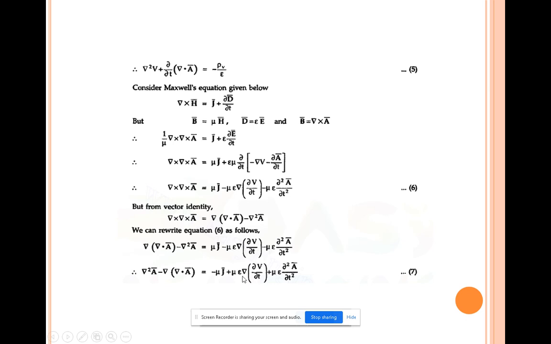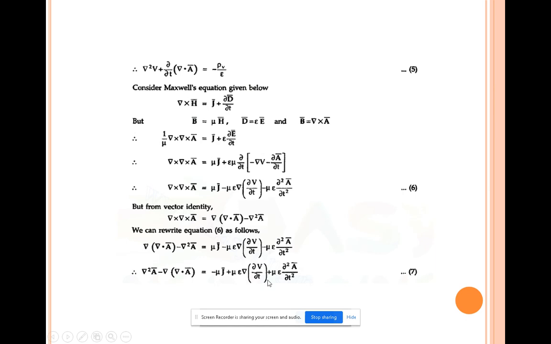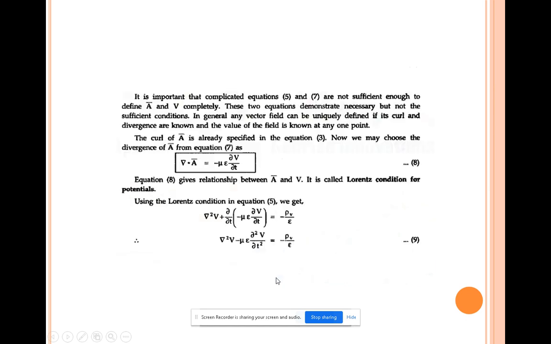Have you understood? Here minus, but on this side plus. If you take plus here, then it will become minus here. So del dot A vector equal to minus mu epsilon dou V by dou t, by comparing the equations on left-hand side and right-hand side. So equation 8 will give the relationship between the two potentials, magnetic and electric field potential, A vector and V, which will be called the Lorentz condition for potentials.